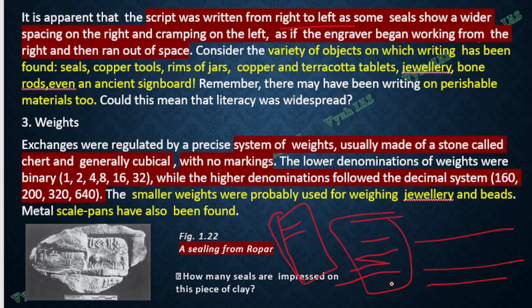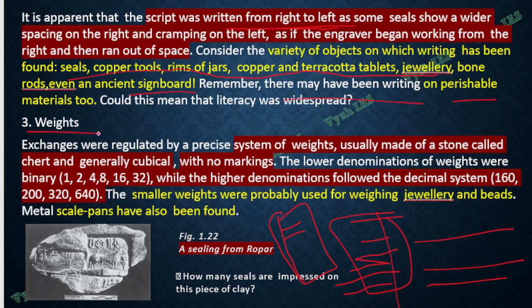Like space is running out. So margin is on this side. So with that you conclude that it is written from right to left. And on all these objects, copper tools, jars, terracotta tablets, jewelry, bone, everything, some sign or symbol is there. Even on perishable materials it's there. So like that, the writings, till now we could not decipher.